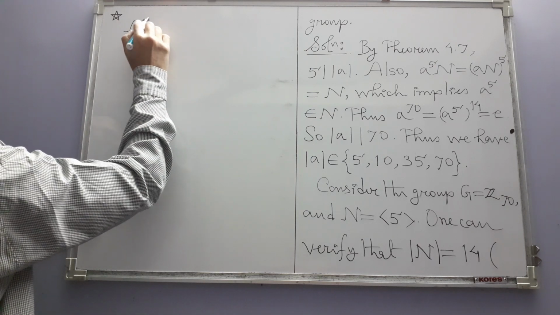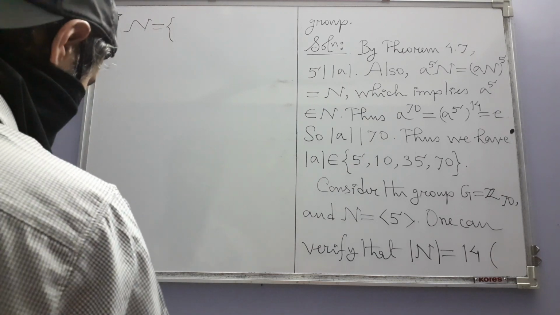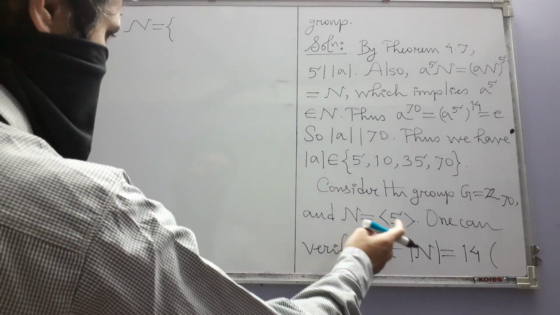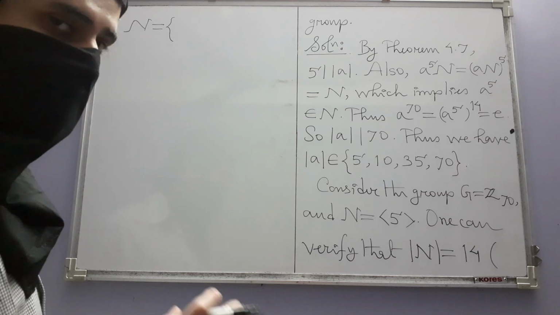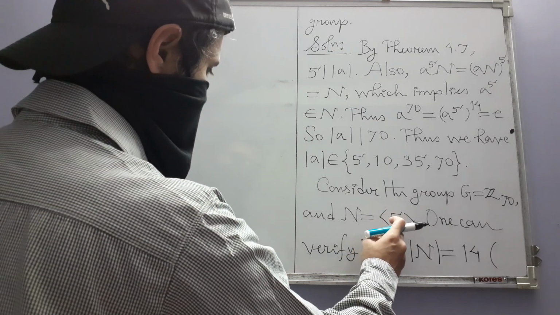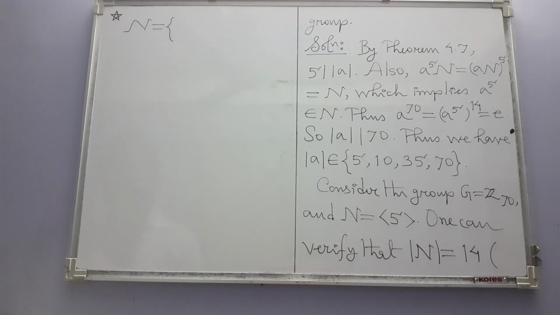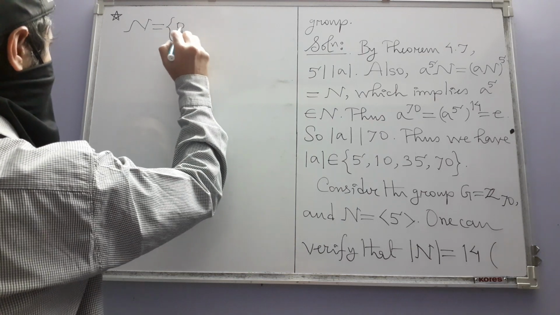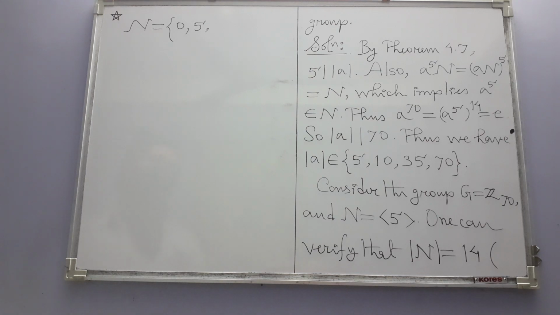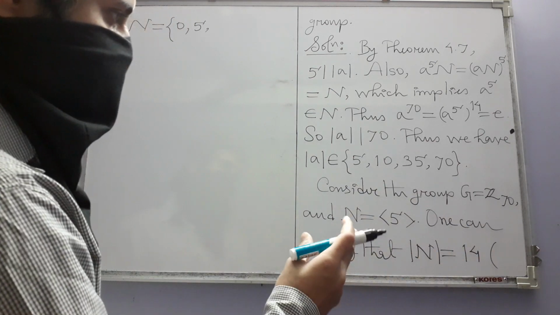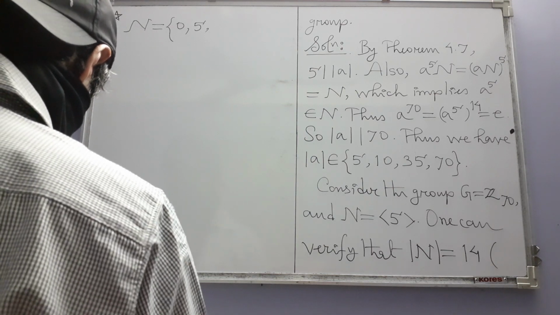The elements of n turn out to just be, so this is the cyclic group, and keep in mind that in this group the binary operation is addition modulo 70. So you start with 0 and then you have 5 of course, and you keep on considering all the multiples of 5 until you exceed or even reach 70. So these are the things normally we will have.